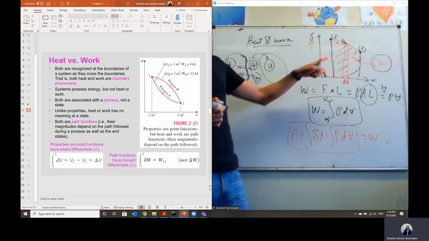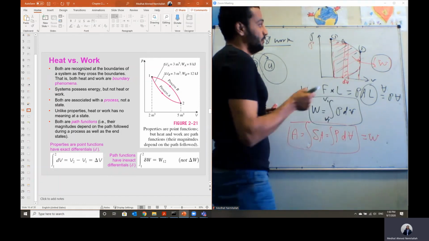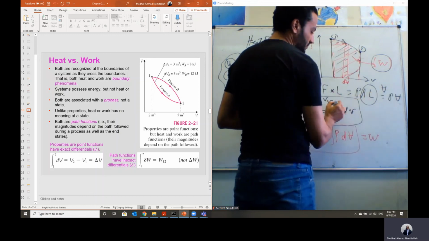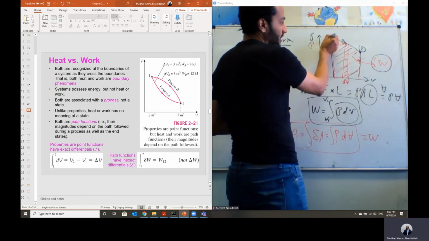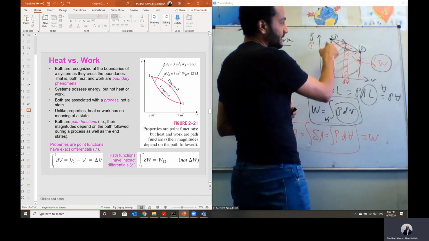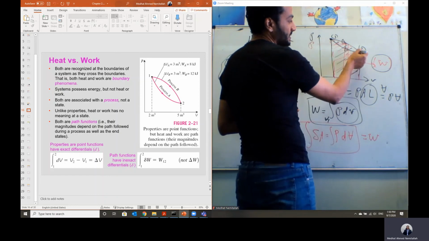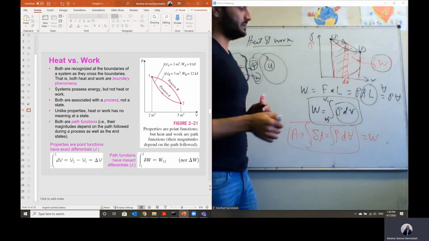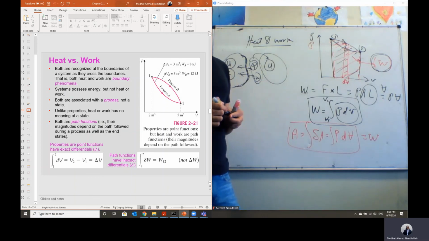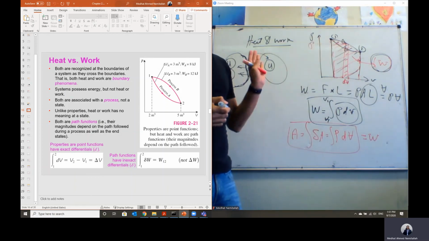And that's why we call work or heat transfer path functions. They depend on the path followed from the initial state to the final state, or the relation between pressure and volume. If we have a different relation for a different path, say this second path, the area under the curve will be different, and the value of the work itself will be different. So work is a path function, like heat is also a path function.